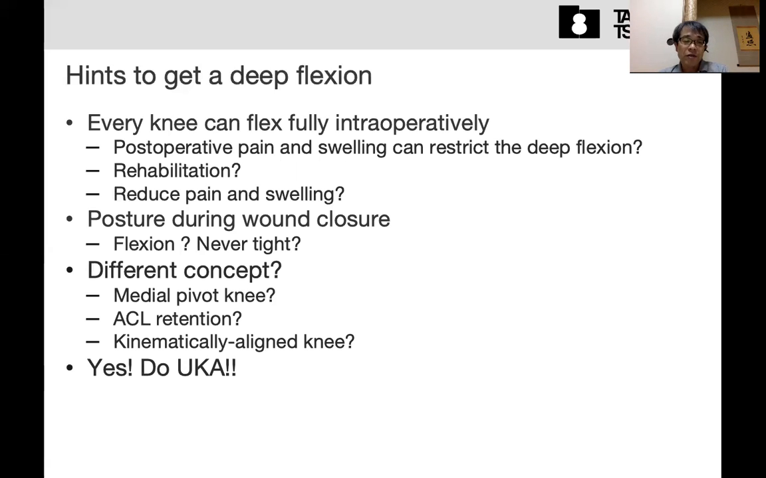So this difference can cause a limitation of the ROM. Of course, if the patient can fulfill the indication for the UKA, if you do the UKA, the patient can get deeper flexion. So the UKA is the best solution for the suitable patient.